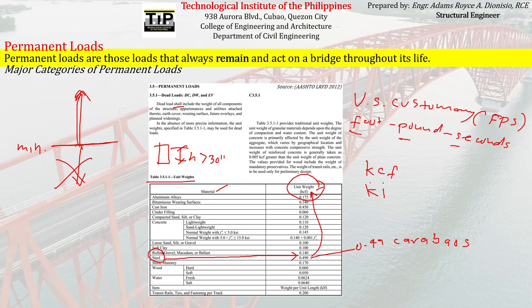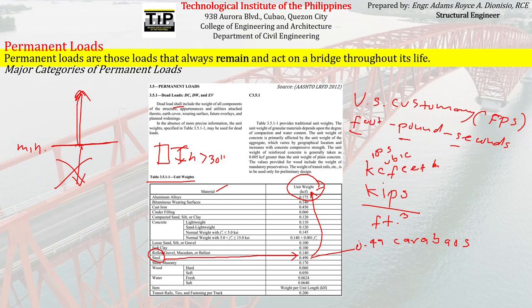So, yung KCF, ang ibig sabihin nun, kips per cubic feet. Ganyan ibig sabihin niya. Kips over cubic feet cubed. Okay? So, ibig sabihin lang yan, ang unit weight daw ng steel that is used here on the table is 0.49 kips per cubic feet.